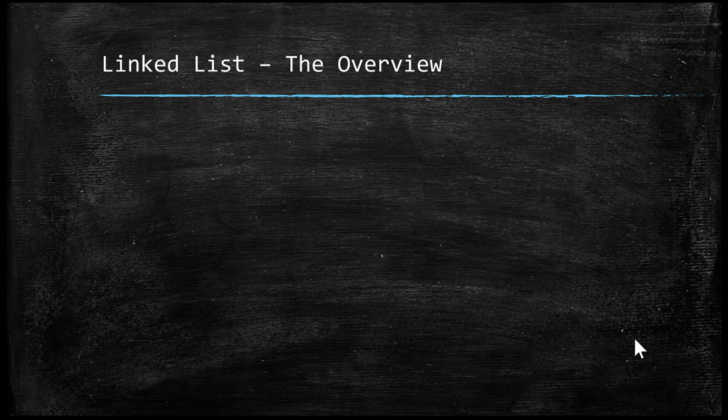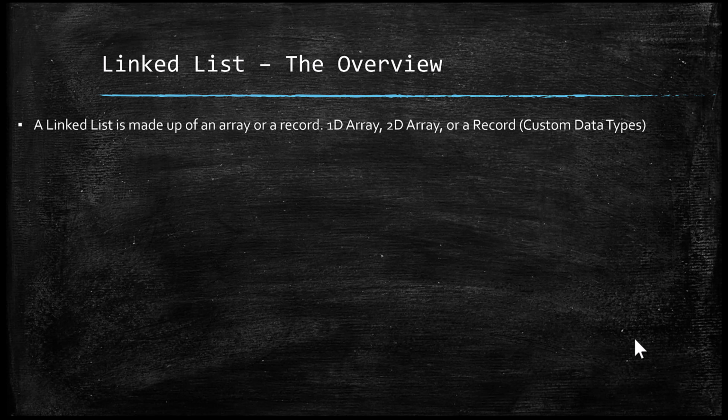Now, we can't program a linked list unless we know what it actually is. So let's go over how a linked list actually works. It's made up of an array, or it could be made up of a record. A 1D array could also be implemented using a 2D array, or a record, which is our custom data type. Those are our composite data types that show up in topic 13.